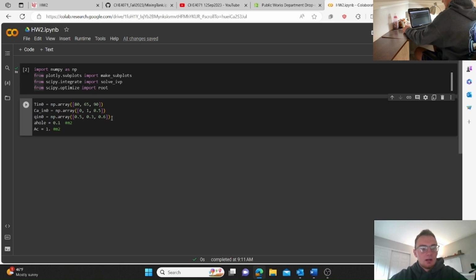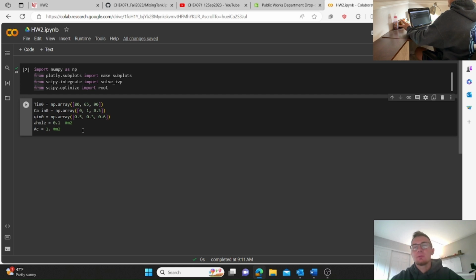So here I've entered the temperatures of each stream going in, as Tn naught, Can naught, and Qn naught, and they're all NumPy arrays. So 3 parameters in each of them, 1 for each stream. I also have the area of the hole at the bottom of the tank, which we're going to say is 0.1, and the cross-sectional area of the tank itself, which we're going to say is 1 meter squared.